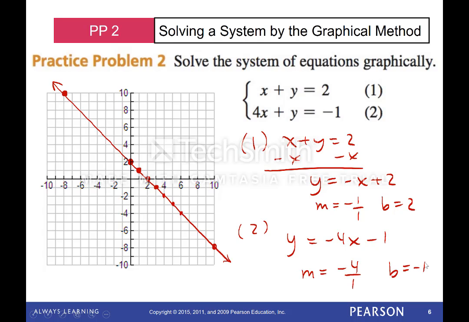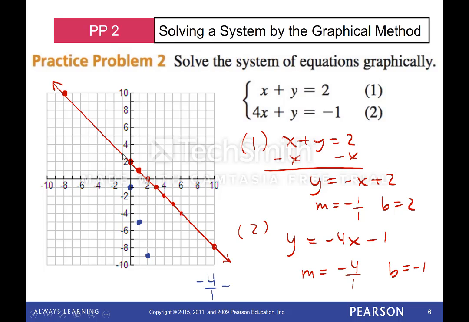All right, let's start with the other one here. So B value is -1 this time. And we're going to go down 1. 1, 2, 3, 4. 1 to the right. 1, 2, 3, 4 down to the right. And then instead of going down 4, 1 to the right, we can actually go up 4, 1 to the left. So 1, 2, 3, 4.